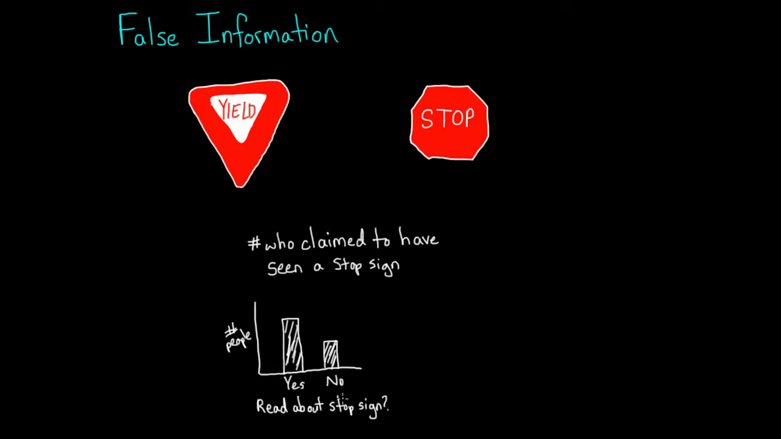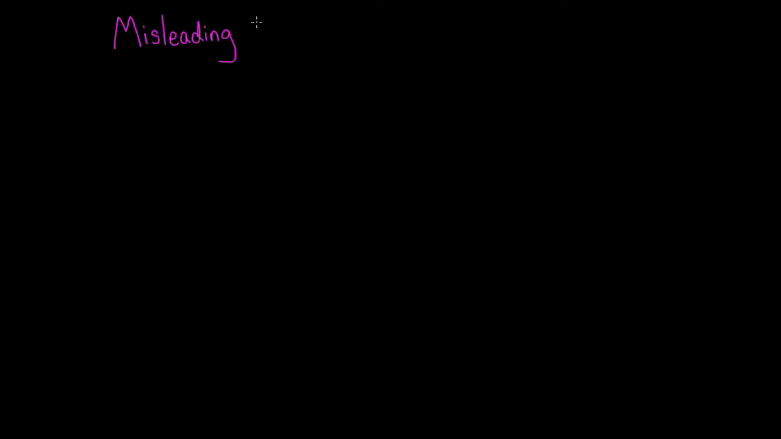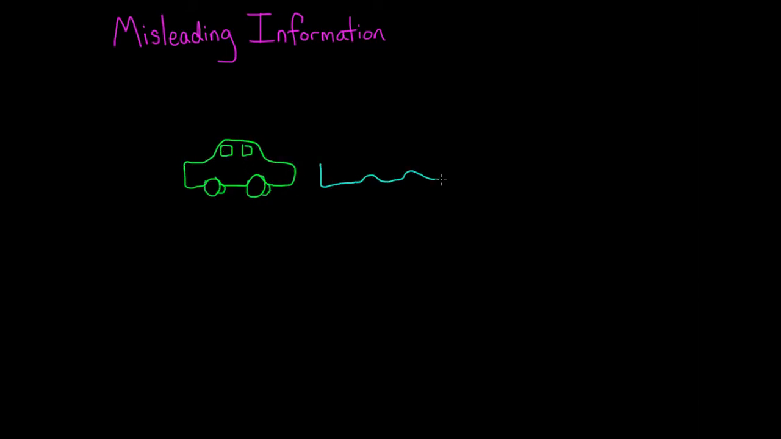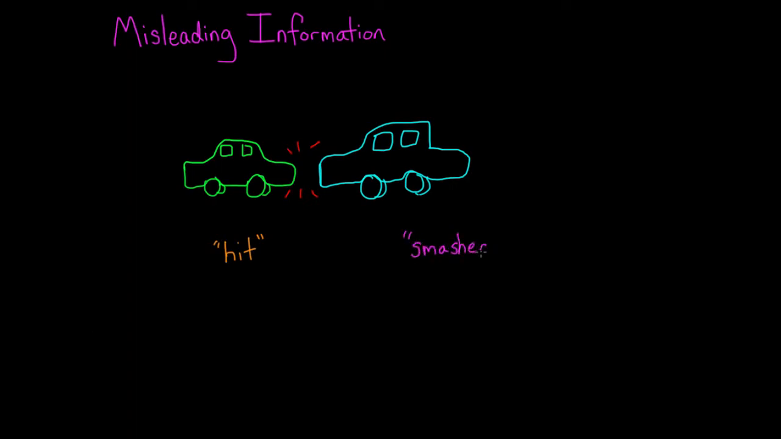Similarly, another study showed an example of misleading information. So not necessarily false information, but just misleading. People watched a traffic safety video in which they observed a car crash. Immediately after the video, people were asked questions about what happened, and the key question was, how fast were the cars going when they hit each other? Except some people got the question with the verb hit, like I just read, and some people got the question with the verb smashed instead of hit.